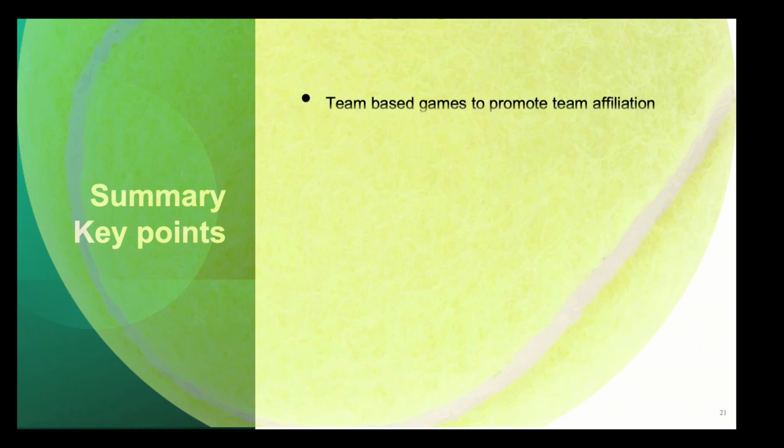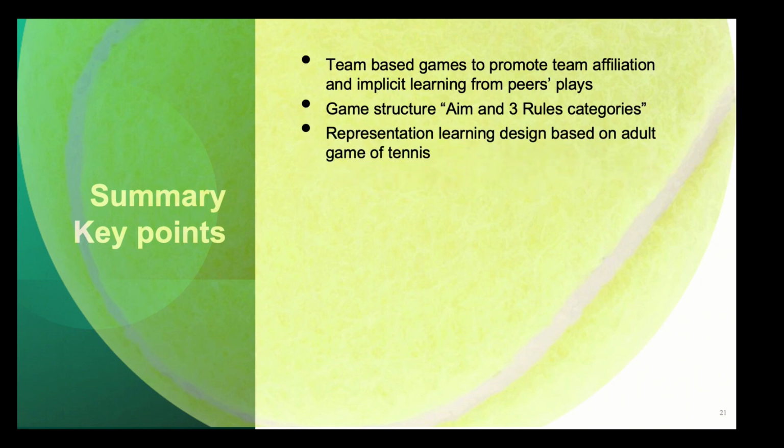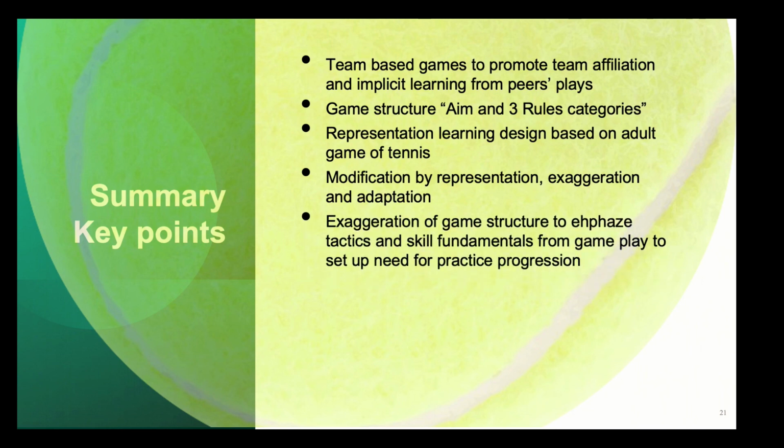Summary points around this team-based idea. It really promotes affiliation and competition. That implicit learning is then promoted through this effort that players put in. The game structure has an aim and 3 rules, as I explained, categories: representational design based on the adult game of tennis, then modification by representation, exaggeration, and adaptation to change that design in order to elicit different types of learning.